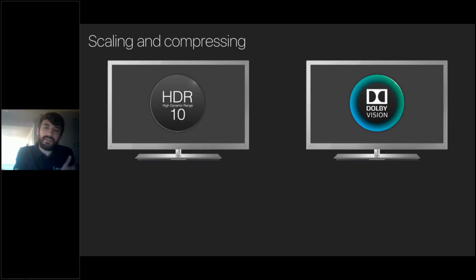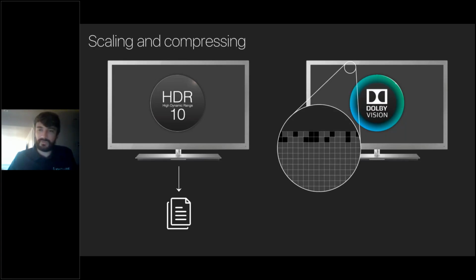So how does scaling and compressing affect HDR? Well, HDR can be compressed without too much of a headache because it's sending the metadata in the InfoFrames. So these are the packets of information that are embedded in the blanking interval, which we talked about yesterday. So it can be scaled and compressed, and the metadata is normally sent alongside and unaffected.